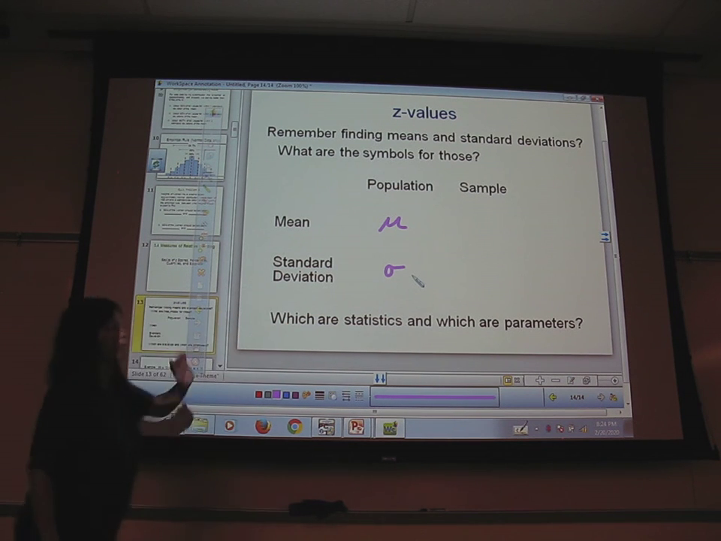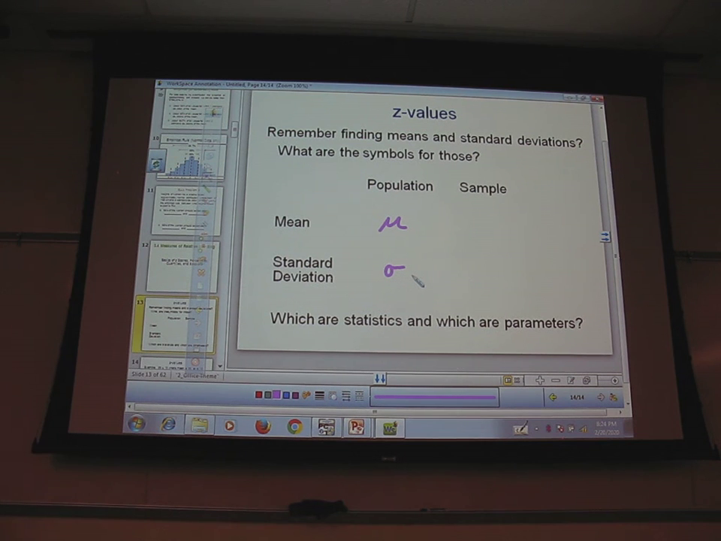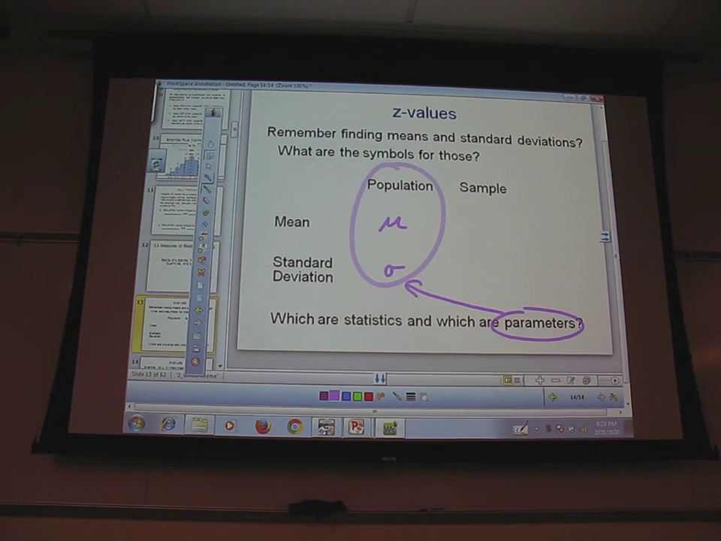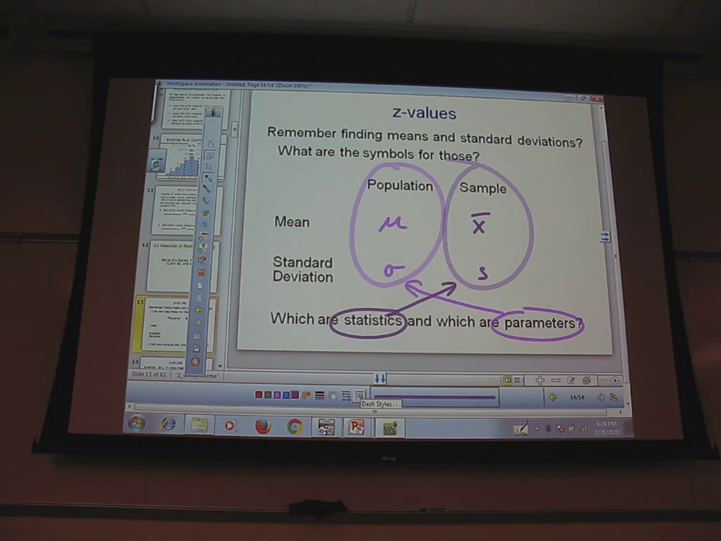Greek letters over here. Are these statistics or parameters? Parameters, because they're for a population. Good. Now, how about my sample? What's the sample mean symbol? X bar. Sample standard deviation? S. Awesome. Are these statistics or parameters? Statistics, because they are for a sample.